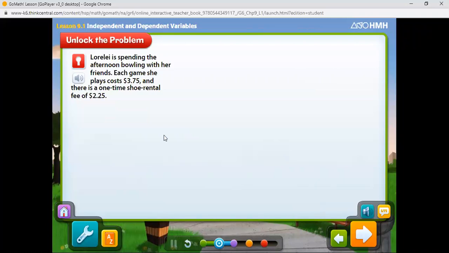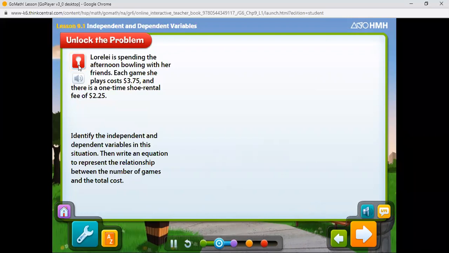An equation. Lorelai is spending the afternoon bowling with her friends. Each game she plays costs $3.75, and there is a one-time shoe rental fee of $2.25. Let's unlock the problem. Identify the independent and dependent variables. Then you can write an equation to represent the relationship between the number of games and the total cost. Let's start by identifying the dependent and independent variables.